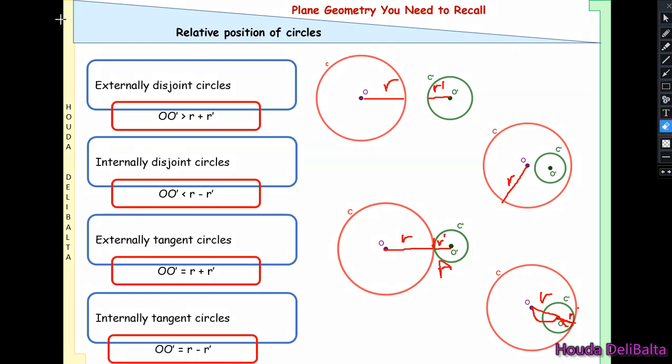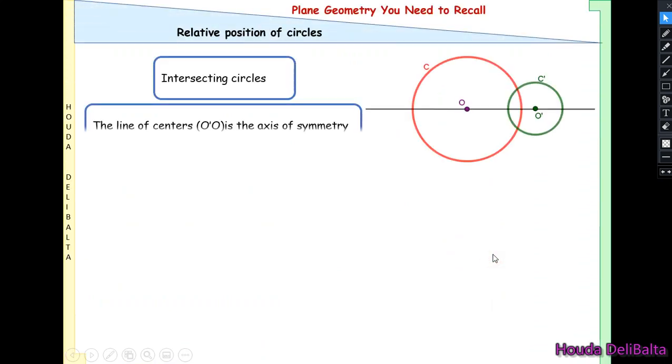Let's erase these and go to the other slide that's going to complete the ideas about relative positions between circles. Here are the intersecting circles. Circles are either disjoint, or tangent, just intersecting at one point, or intersecting at more than one point, but at maximum they are 2 points. So intersecting circles just intersect at 2 points. And the line holding the centers, OO prime, is usually an axis of symmetry of the figure.